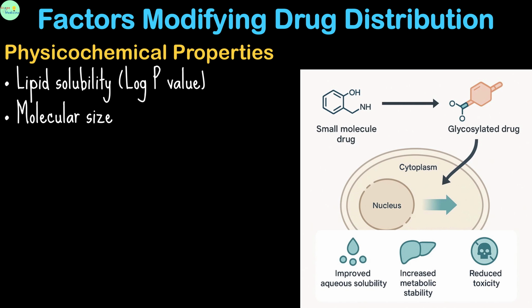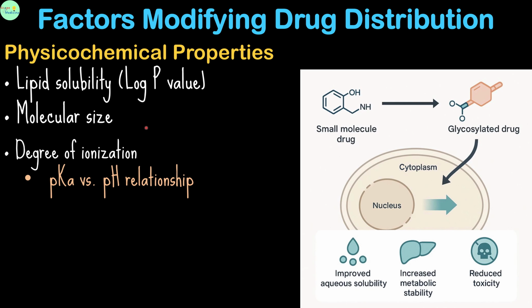Several factors can modify a drug's distribution. The drug's own physicochemical properties are primary. Its lipid solubility, often expressed as the log P value, its molecular size, and its degree of ionization, which depends on the relationship between its pKa and the environmental pH.